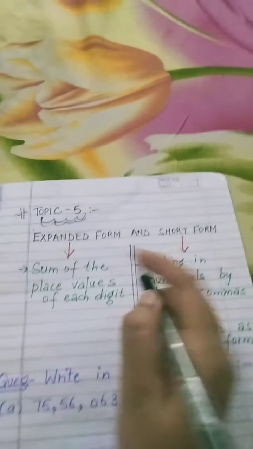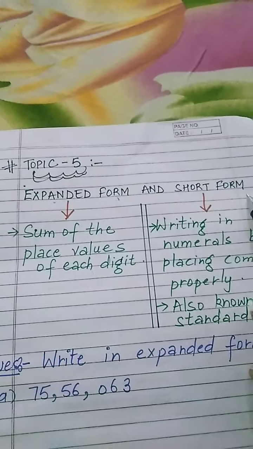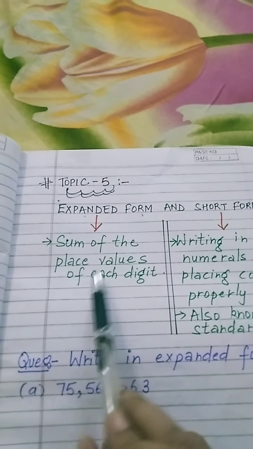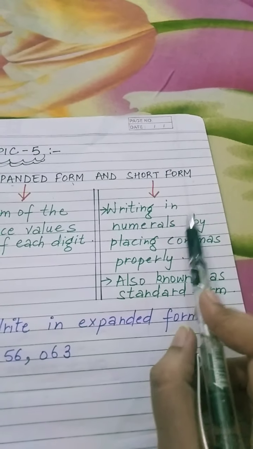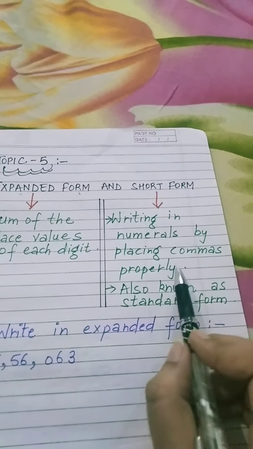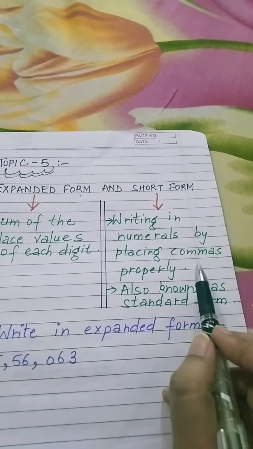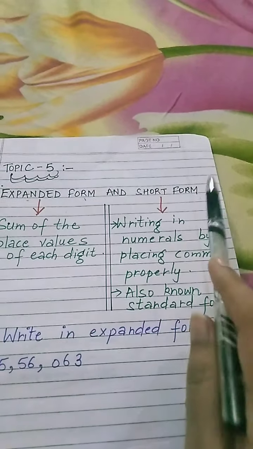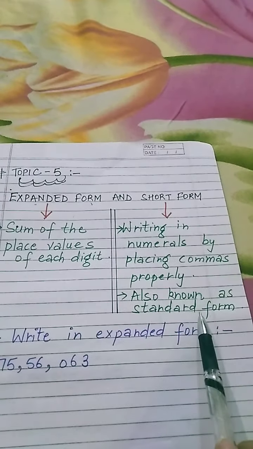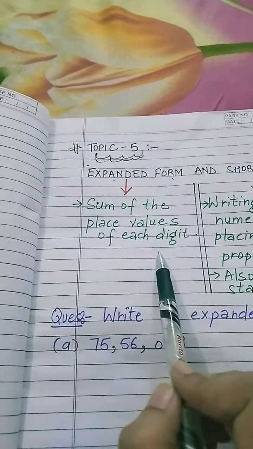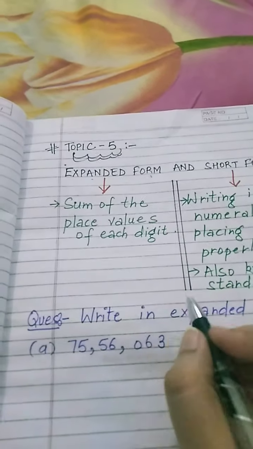Now the next topic is expanded form and short form. Now expanded form. What is expanded form? Expanded form is the sum of the place value of each digit. And what is short form? Writing in numeral by placing commas properly. Just have to write down a numeral and after that just put commas. And short form is also known as standard form. Short form and standard form both are same, only terms are different. And expanded form is sum of the place value of each digit. You have to calculate the place value of each digit.